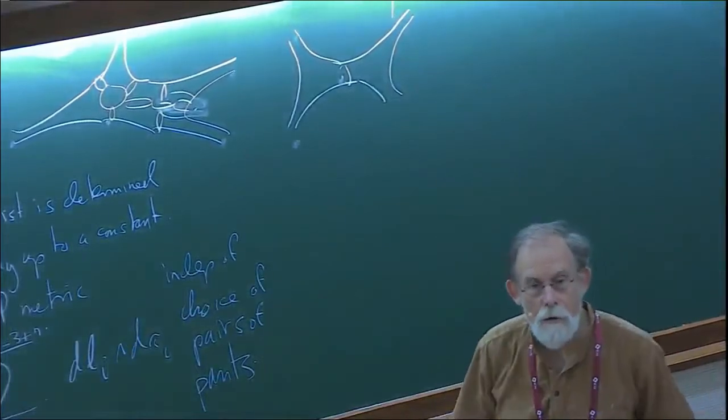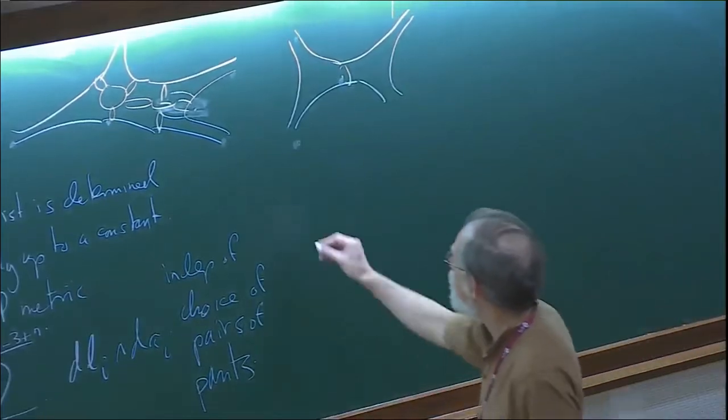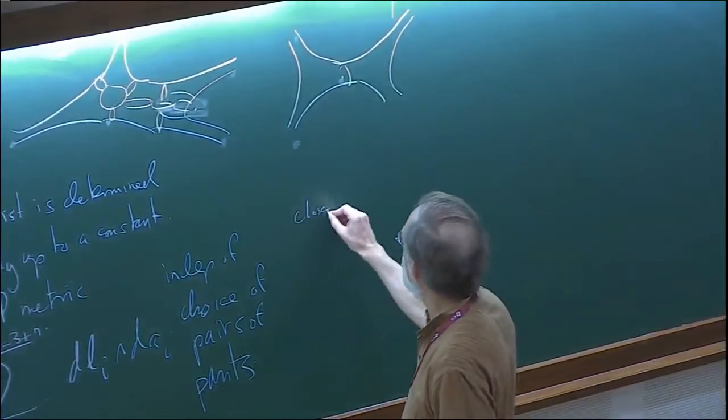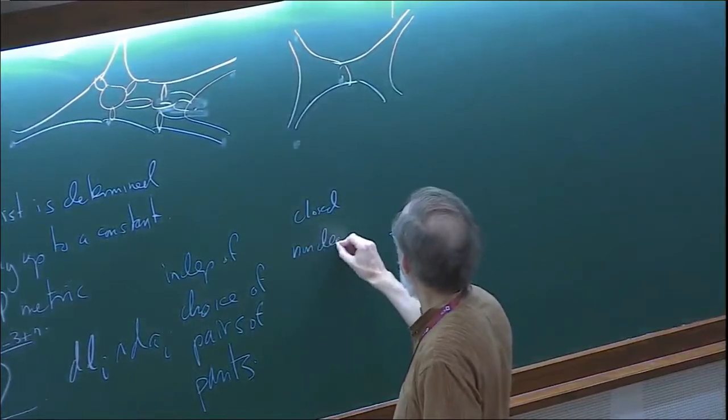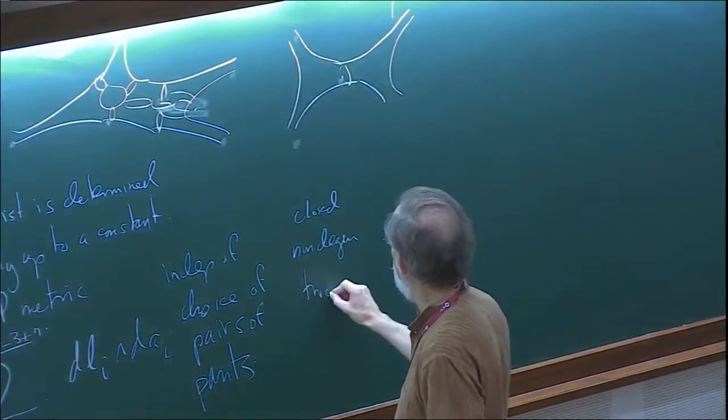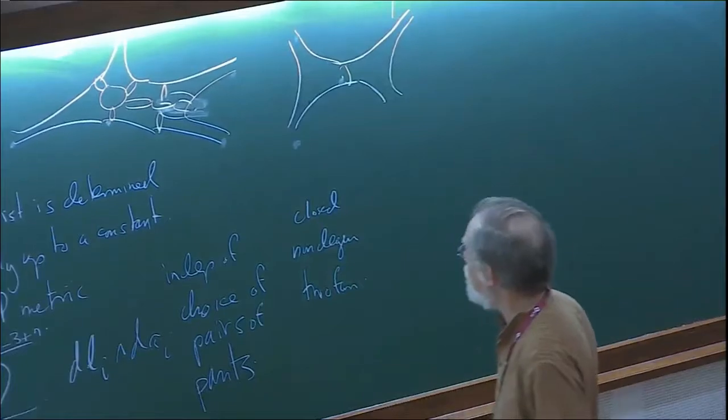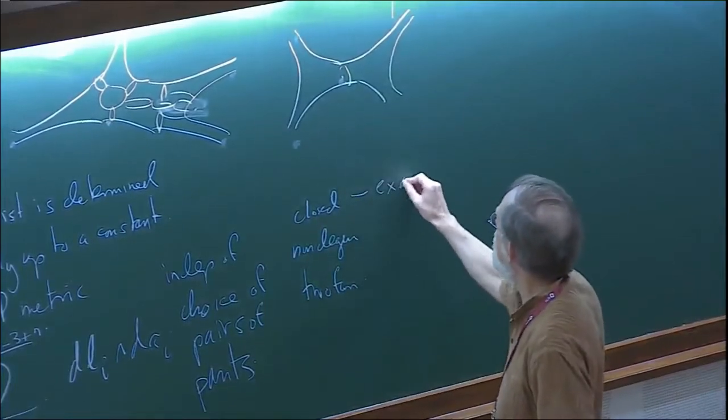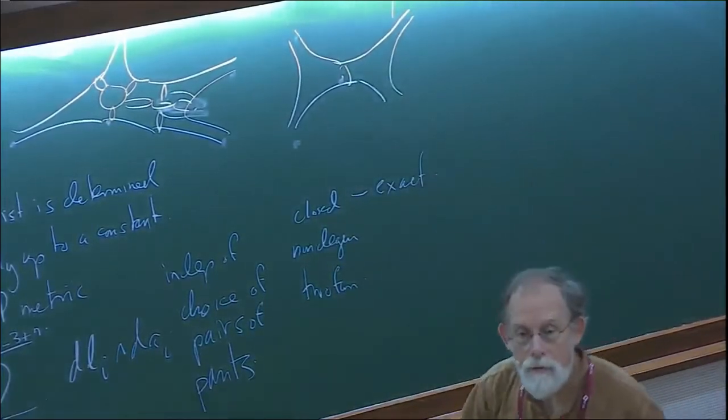Does that help? Okay. So this formula is independent of the choice of pairs of pants. It is actually a closed, non-degenerate 2-form. The reason why it's closed is because it's actually exact. Yes?